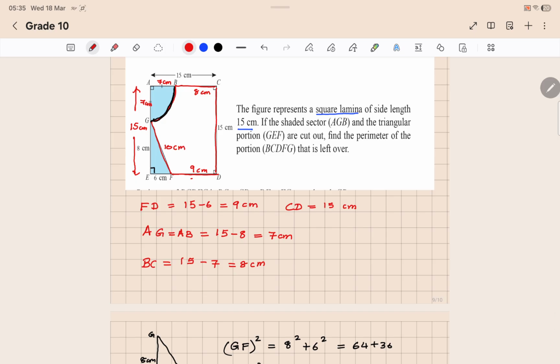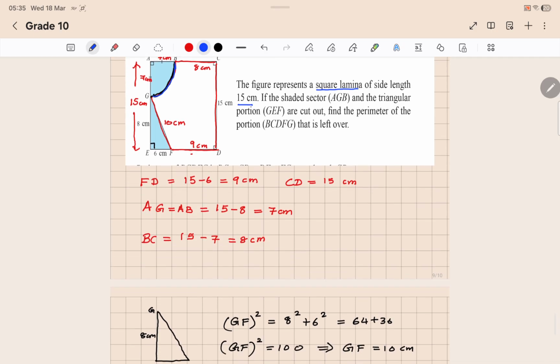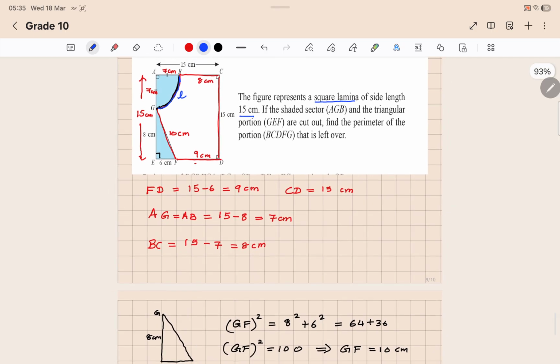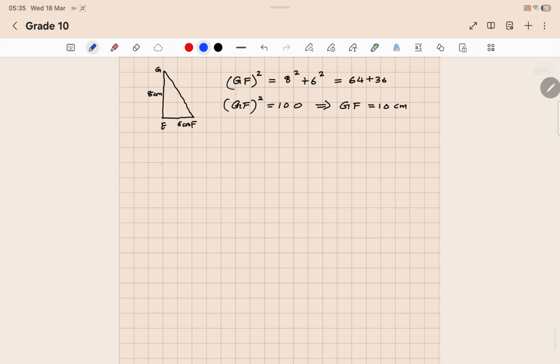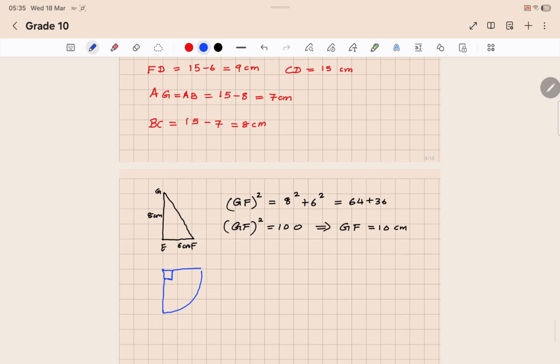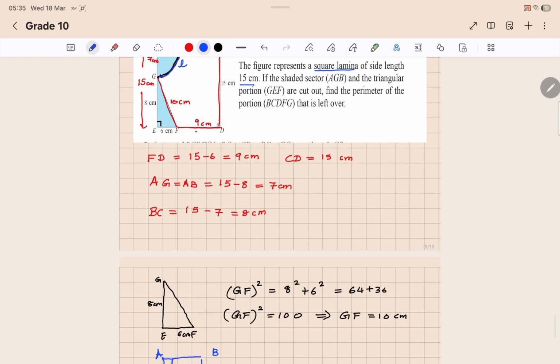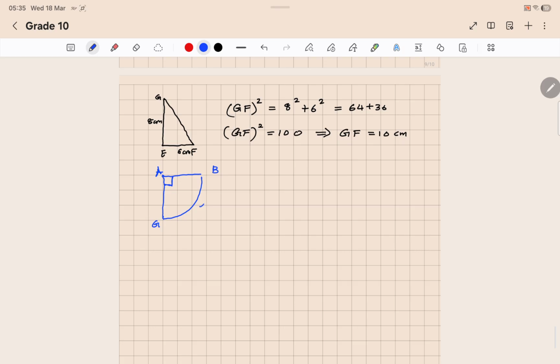So to find the perimeter of this portion BCDFG, only one section is left. This part BG. That's an arc. So let's find that arc length L. We have this quarter circle, 90 degrees, ABG. So let me label BG length as L. So L is equal to what?